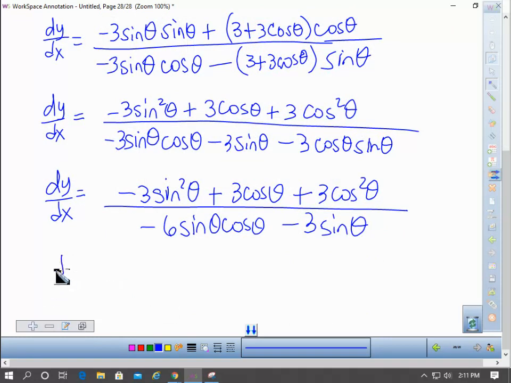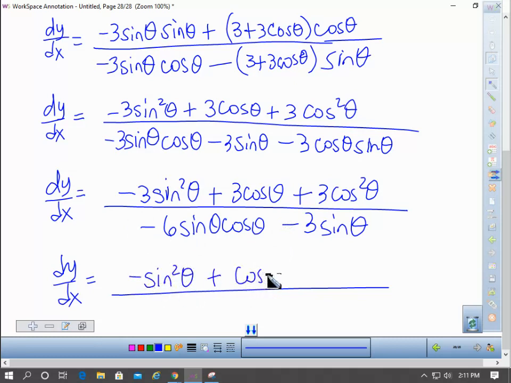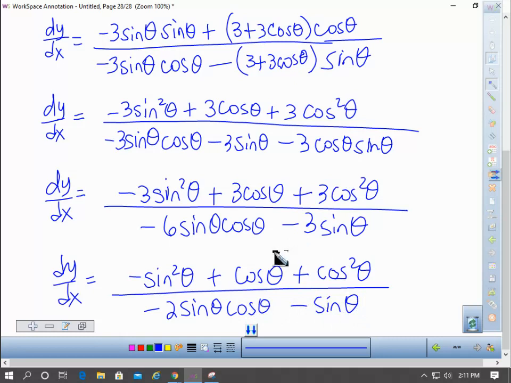And then if I wanted to, I could divide everybody through with a 3. So that would make negative sine squared plus cosine squared. I'm taking out a 3, so that'd be negative 2 sine cosine minus sine. So I could reduce everybody by 3, just leaving that with, these would still be negatives, and that would leave that at 2. So that's just reducing it a little bit.